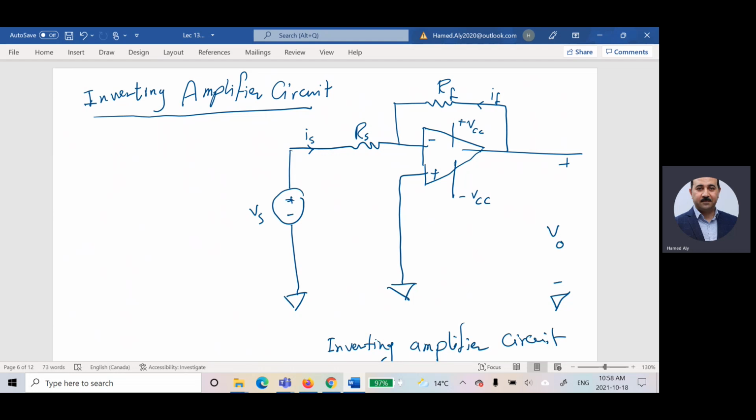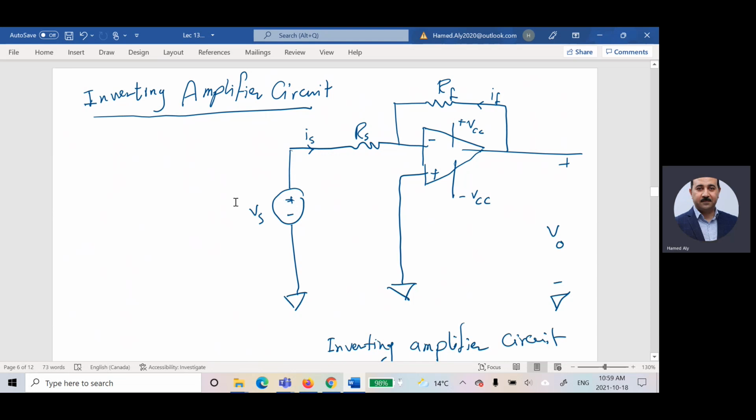This is the circuit for the operational amplifier, connecting the supply voltage to the negative terminal. We call it an inverting operational amplifier or inverting amplifier circuit because we have only one voltage source and it is connected to the negative terminal. So I am expecting the output will be equal to a constant multiplied by Vs multiplied by a negative sign.